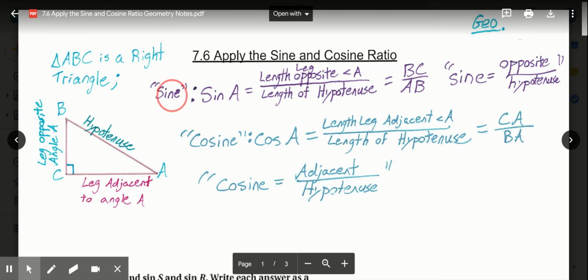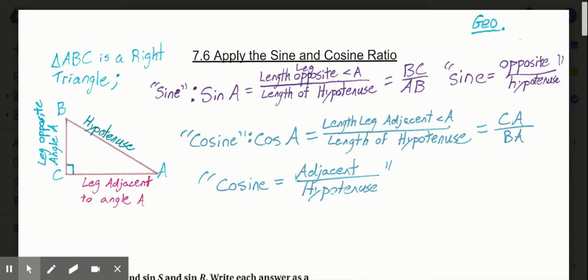So the sine, spelled S-I-N-E, but written as sin. So the sine of A is the ratio of the length of the leg opposite A over the length of the hypotenuse. So if we're looking at our example, that would be side BC over our hypotenuse of side AB. So what you want to remember for sine is opposite over hypotenuse.